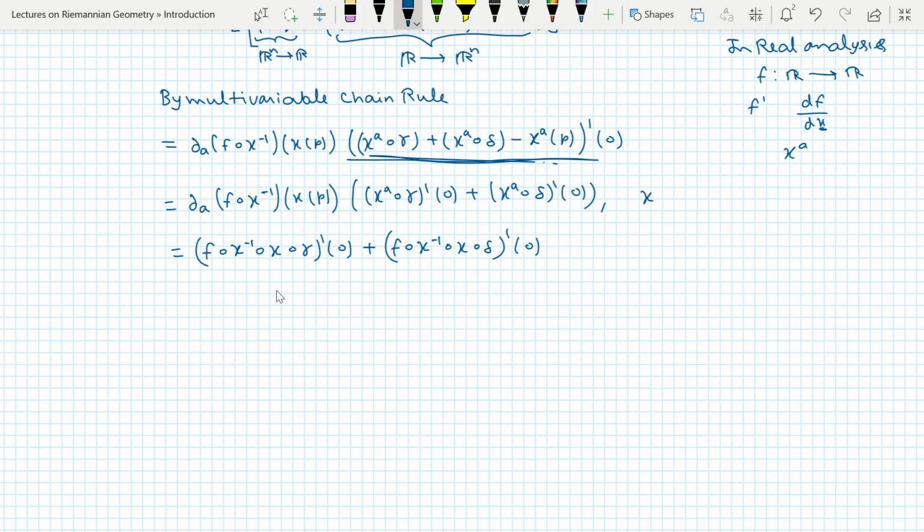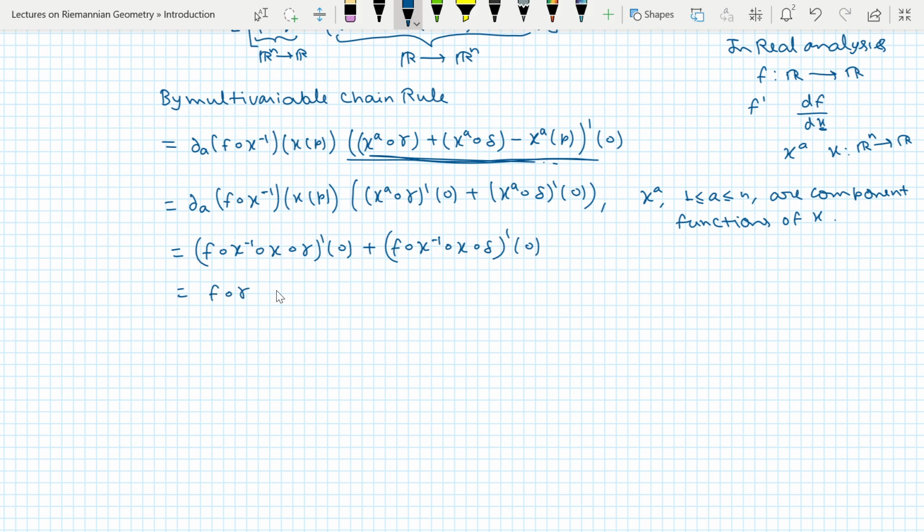And one more thing I should mention here, that these xa, where the index a runs from 1 to n, are not powers, these are just indices. Okay, so these x's are the component functions, because x is a function from Rn to R, the chart map. So obviously it has component functions. So these are component functions of x.